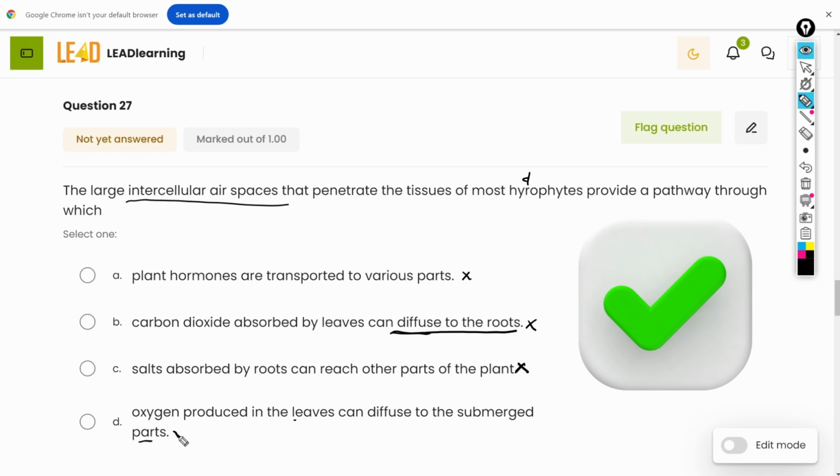Yes, this is correct, because the submerged parts cannot have access to oxygen. Plants cannot use oxygen that is dissolved in water. So oxygen from the air diffuses through the leaves and then finds its way through these intercellular air spaces into the submerged parts of the plant. So our answer is the option D.